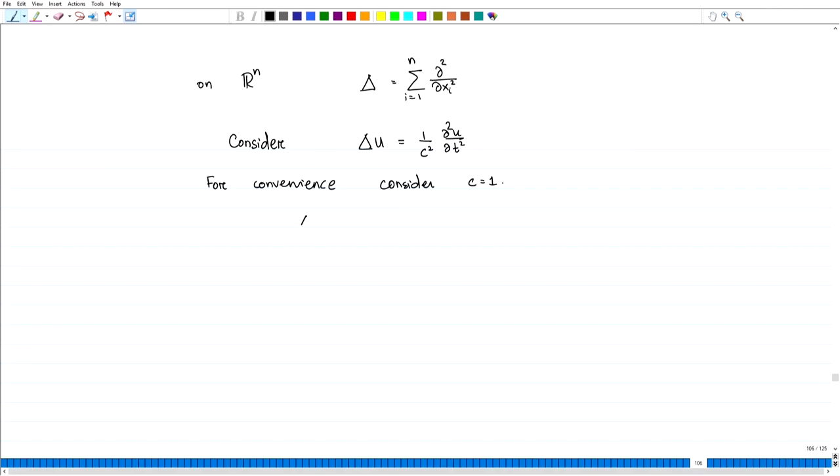And then the problem we are interested in is delta u equal to del square u by del t square on R^n cross (0, infinity), and u of x, 0. So, this is on the upper half plane we are considering. When we come to the boundary of the upper half plane, that is t equal to 0, it is given by f of x. This is on R^n, and this is a second order PDE. So, u_t of x, 0 is equal to g of x.